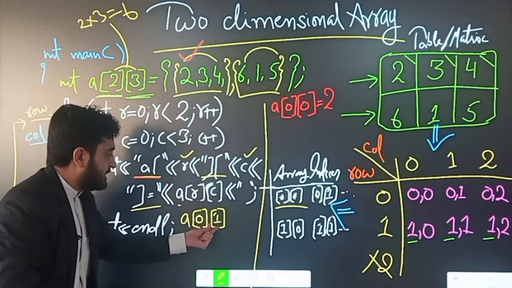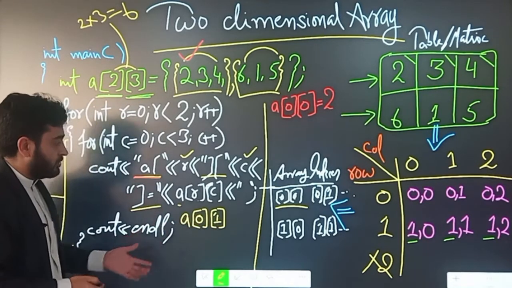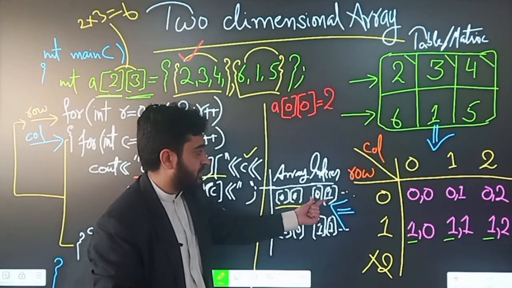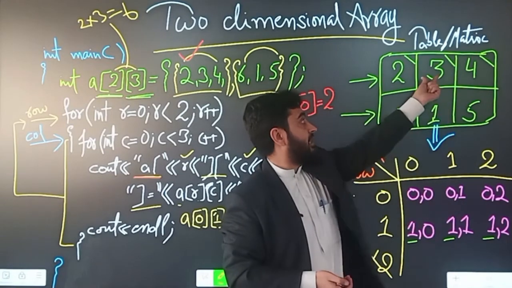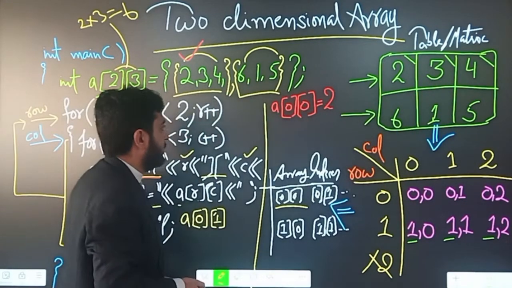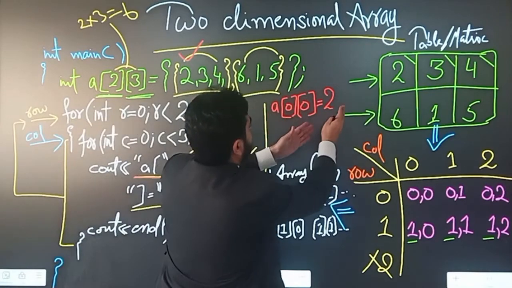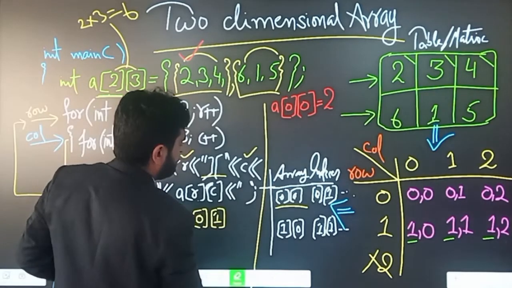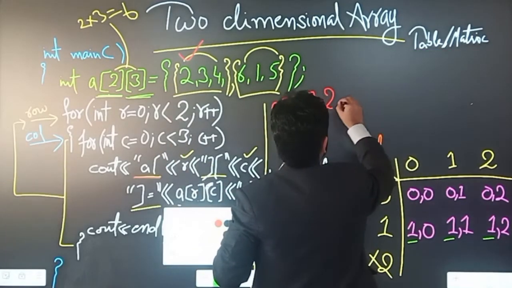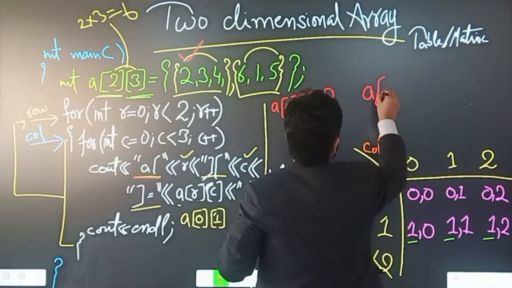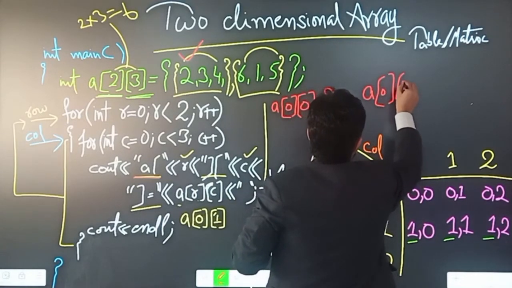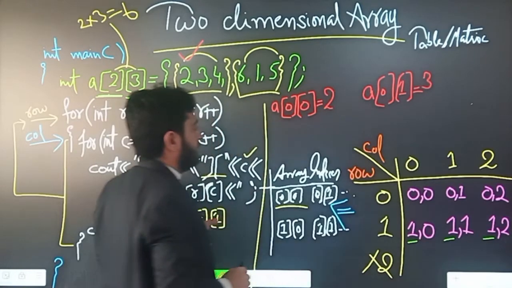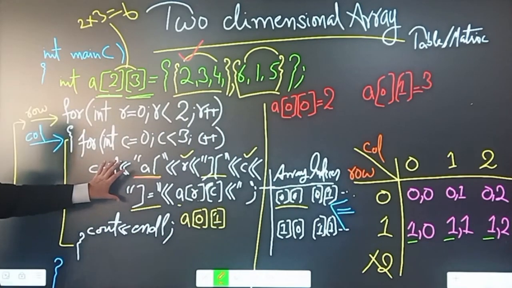So as C has been updated to 1 and R is still 0, therefore we are accessing the second position in the matrix, okay. So on second position we have the value 3. So in a very similar way, separated by space, we will see the output of this statement. So the second iteration of the inner loop will look like, separated by space, a of 0 and a of 1 is equal to 3. This will be the output of the second iteration, okay.